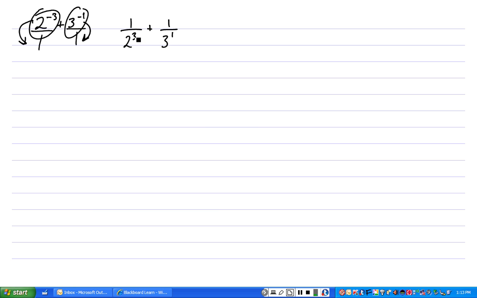And because these are numbers, we can actually calculate what 2 to the 3rd would be, which would be 1 over 8, and 3 to the 1st is just 3. So now we're looking at a situation where we're really trying to add 1/8 plus 1/3, and we know when we're trying to add fractions you need a common denominator.